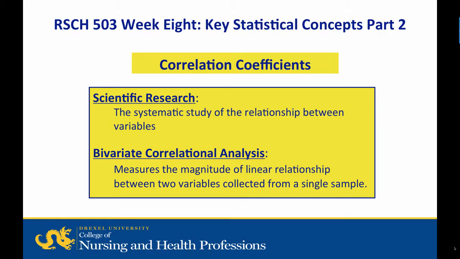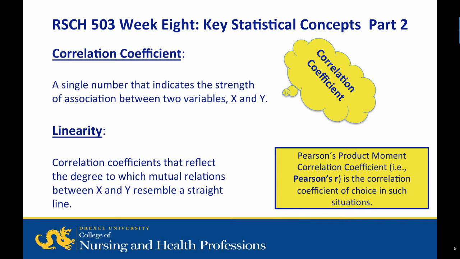Correlational analysis tells us both about the nature and the direction of the relationship, that is, is it positive or negative, and the magnitude or strength of the relationship. A correlation coefficient is a single number that indicates the strength of association between two variables x and y. Such coefficients reflect the degree to which mutual relations between x and y resemble a straight line. Pearson's R is the most commonly used correlation coefficient. Again, it is used with continuous variables.